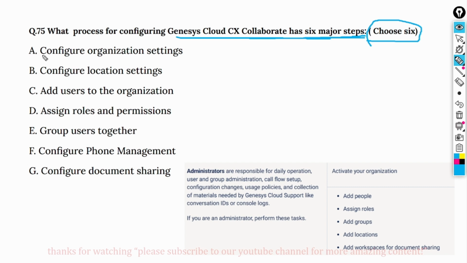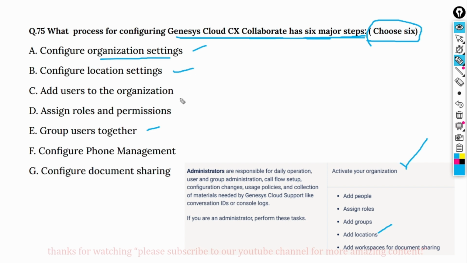So it says configure. What major step? Organization. So here we can select organization. Then configure the location. Okay, location is also a good choice. Why? You can see here location. Then add users to the, so users, yes, we require users and groups also. It's not only the groups. So we'll go with this one. Okay, and the people also will come. So add users to the organization, this is also a possibility.